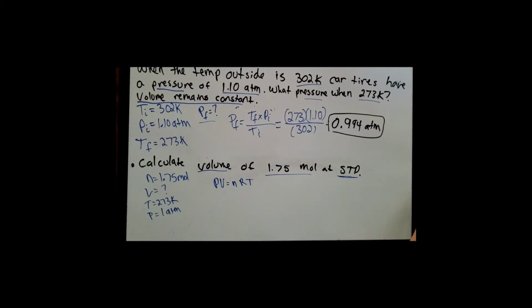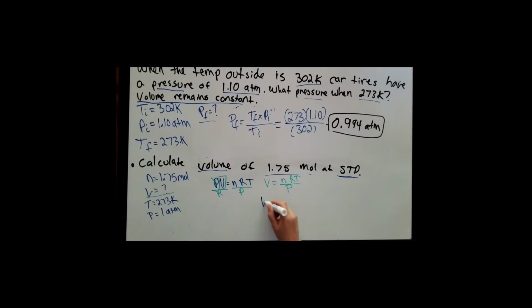So with this ideal gas law, I need to rearrange it to solve for volume, because that's what I'm trying to solve for. That's where my question mark is. So I need to get rid of the P. To do that, I'm going to divide both sides of the equation by P. That's going to cancel it out. On the left side of the equation, I'm going to get volume by itself. So my equation becomes V equals nRT over P.